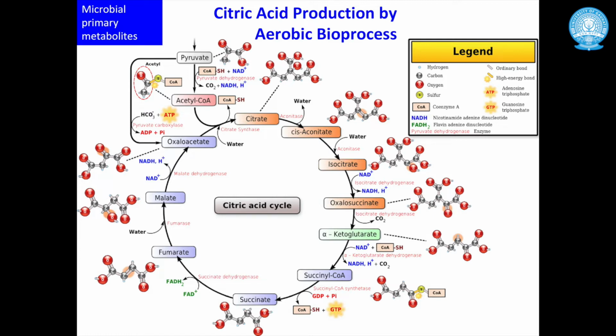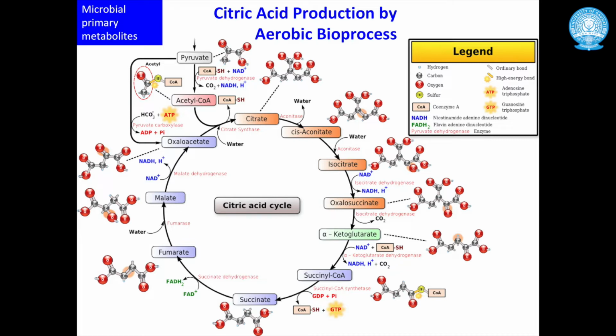intermediate, and subsequently there will be increased accumulation of citric acid, because citric acid is the starting point of this pathway. When any of the downstream enzymes are not able to carry out their normal function, the flow of the intermediates will be stopped, because of which there will be accumulation of citric acid.